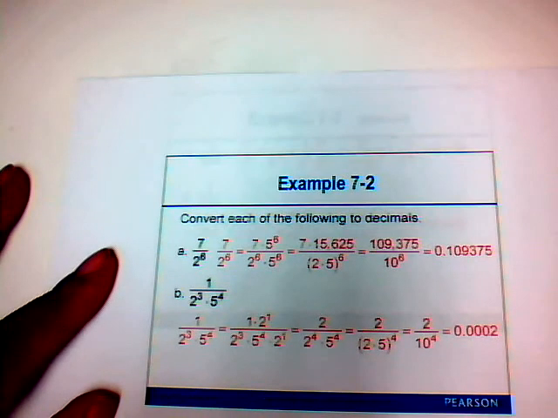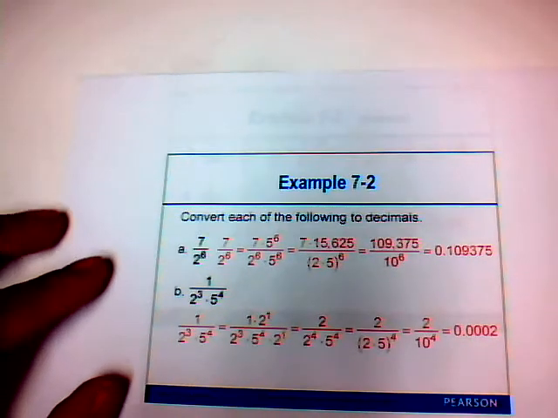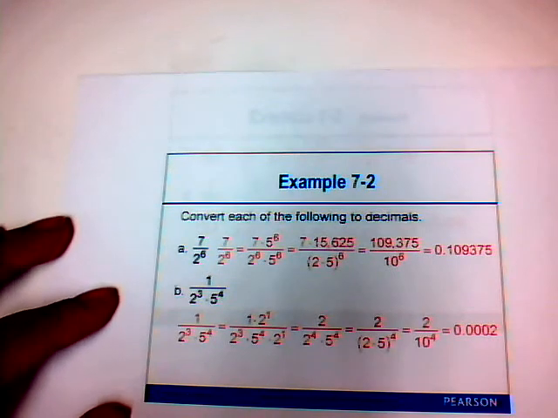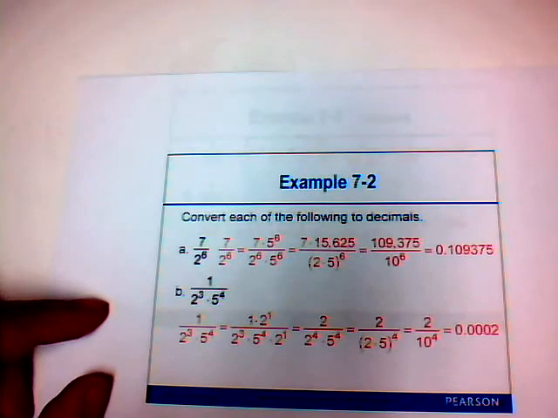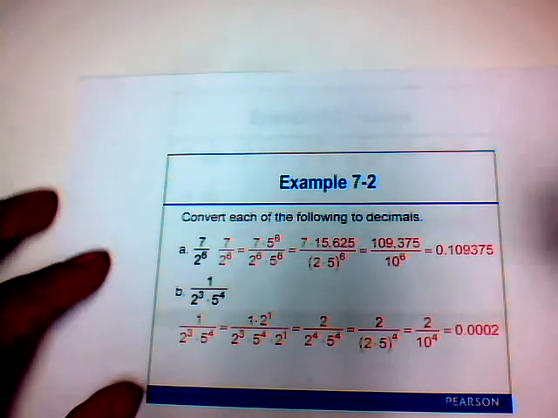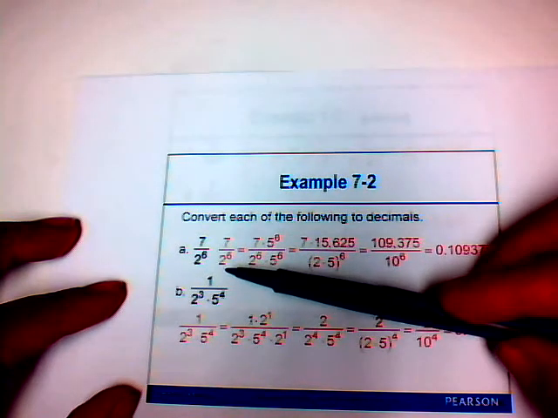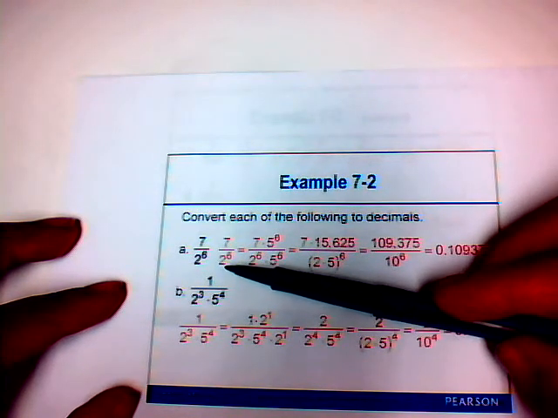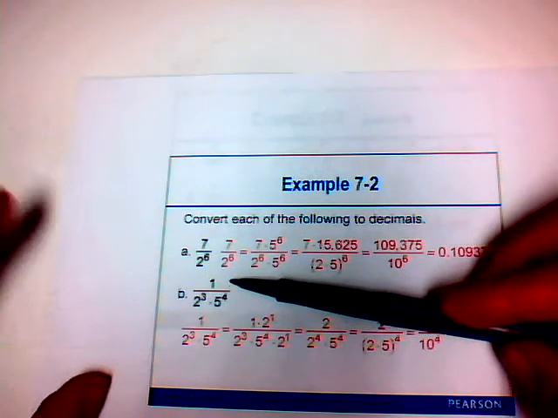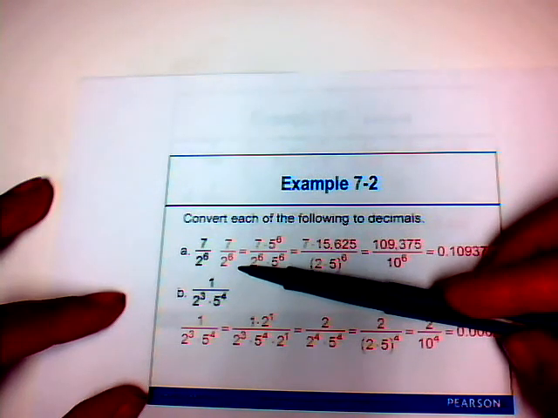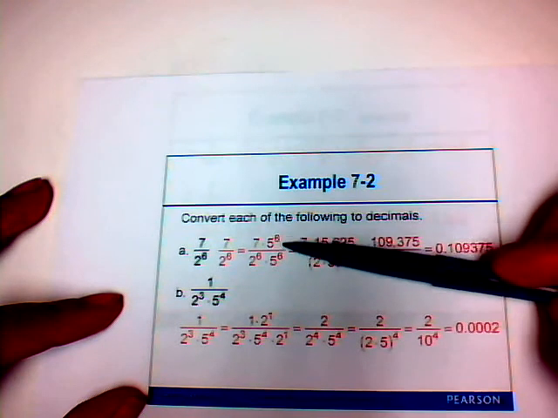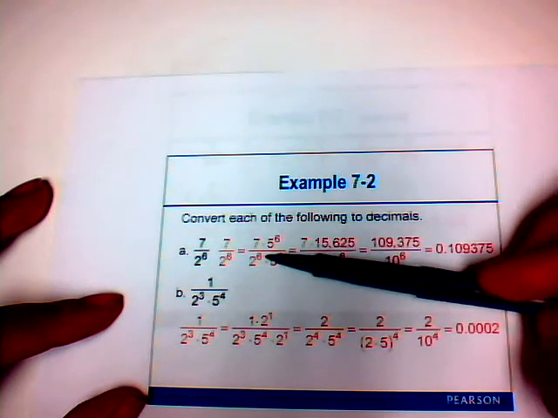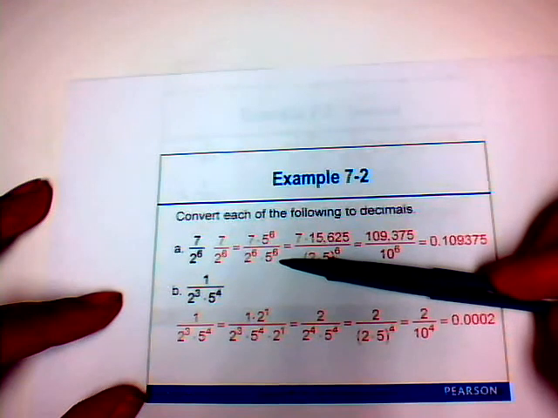Okay. Now for this one, 7 over 2 to the 6th power. Now the way they did this, they rewrote this in a way so that we can have a power of 10 in the denominator. In this case here, I know that to get a power of 10, I'm going to have to multiply by 5. Since I got 2 to the 6th, I need to multiply the numerator and the denominator by 5 to the 6th power, because I want these exponents to be the same.